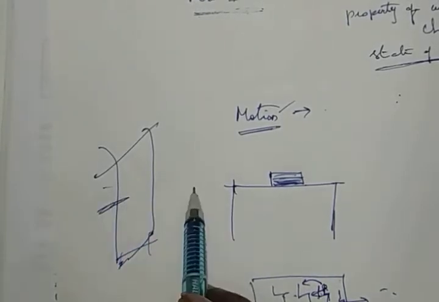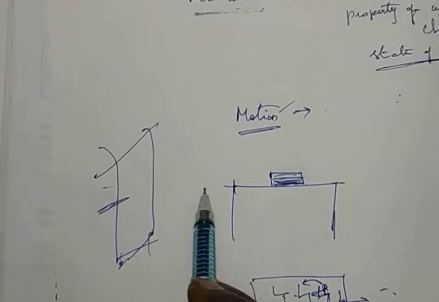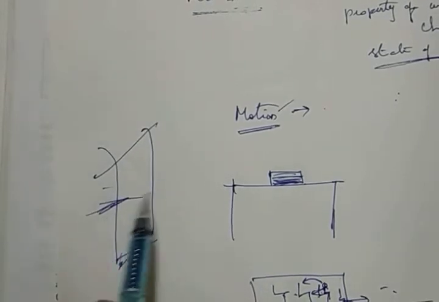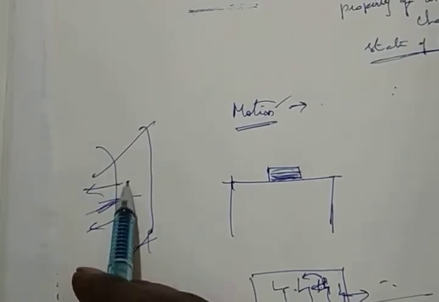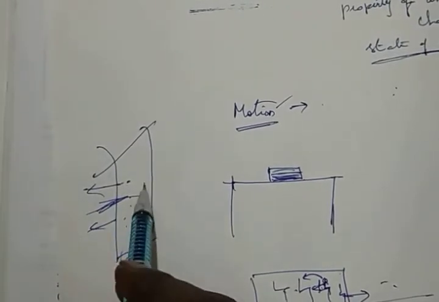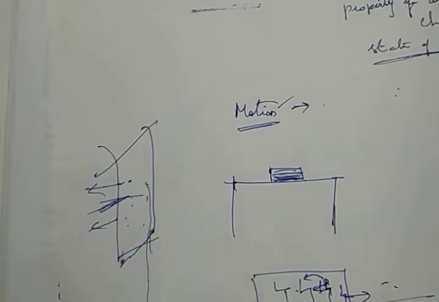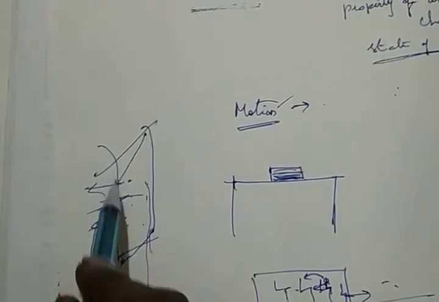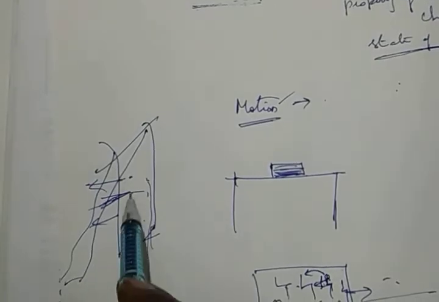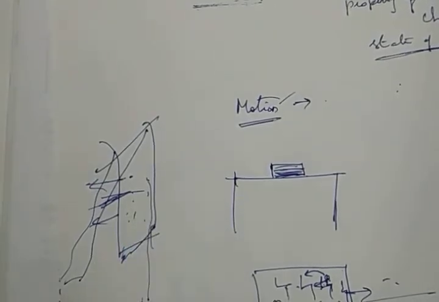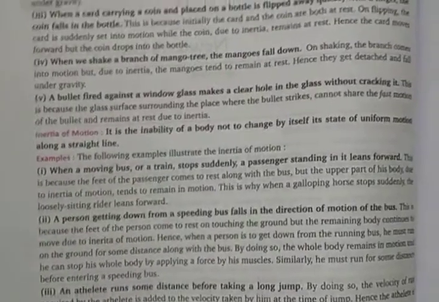The carpet goes this side, and again when you beat nicely again and again, the carpet goes this direction, and the dust particles which are there continue to remain at rest, so they just fall down. But the carpet has moved here. The carpet has moved, but the dust particles continue to remain, and they just fall on the ground. That's the way it becomes.